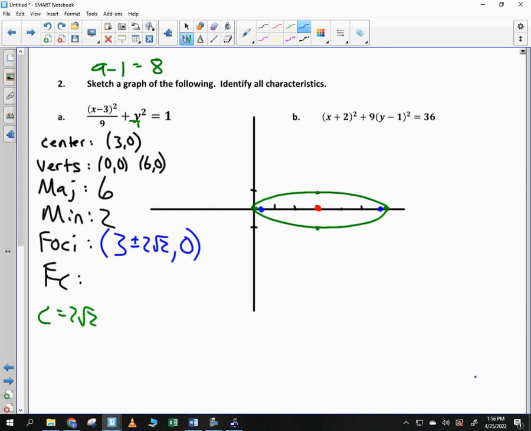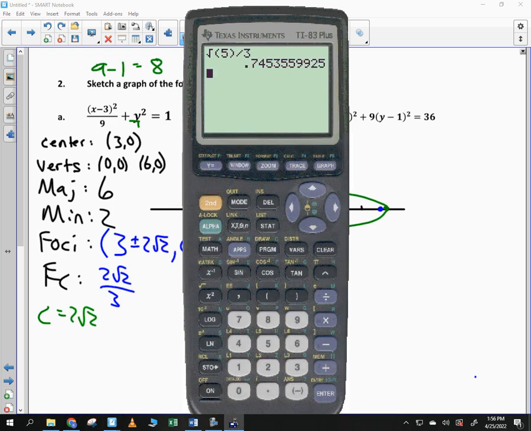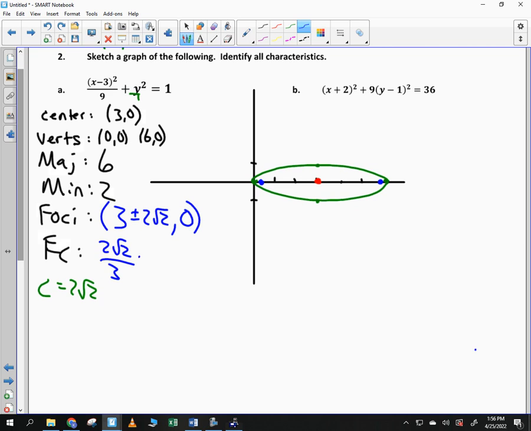And then the eccentricity, I take the c value, which is 2 roots of 2, and I divide that by what? And what is a? A is 3. If I take 2 roots of 2 divided by 3, I should get something pretty close to 1. Wait, 0.94? Avery says 0.94. We'll see how close she is. She's right again.